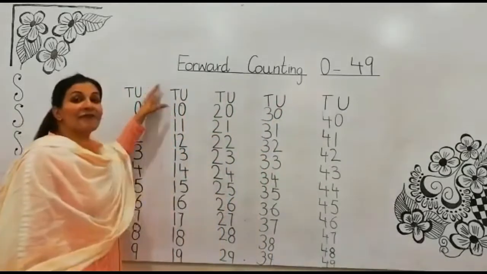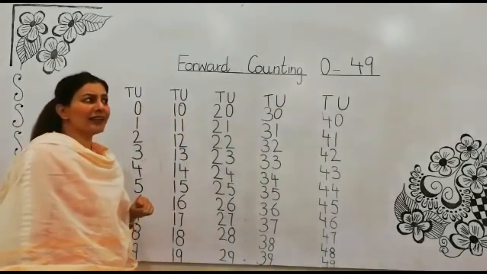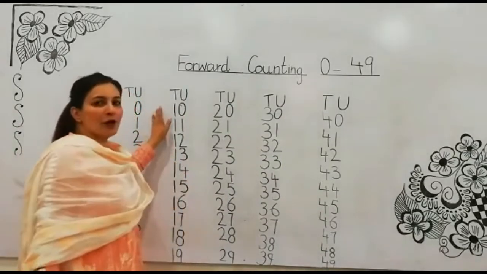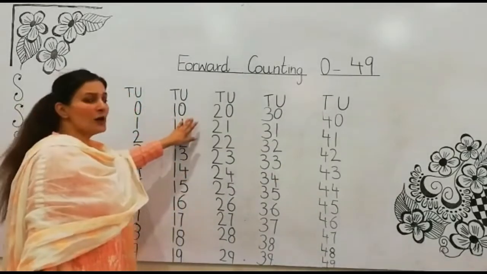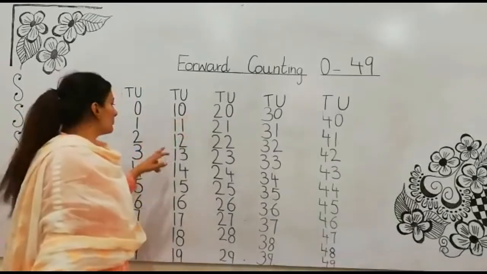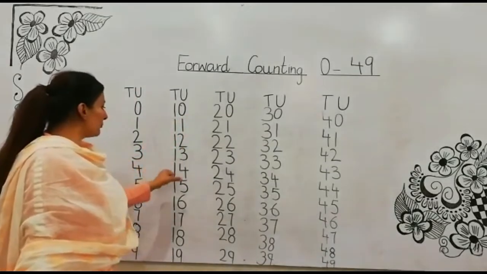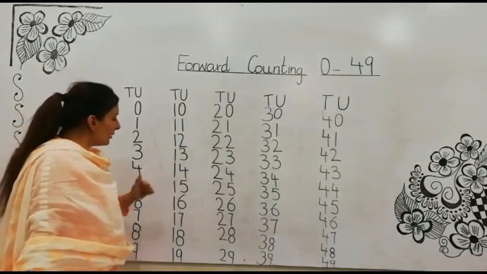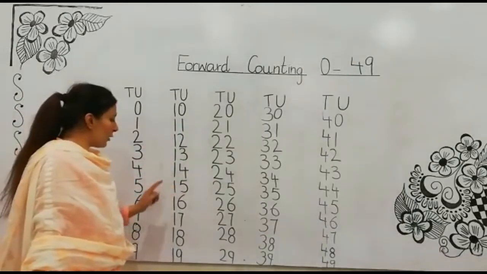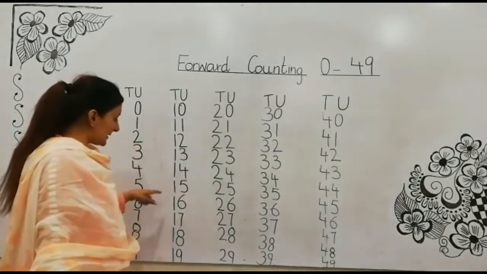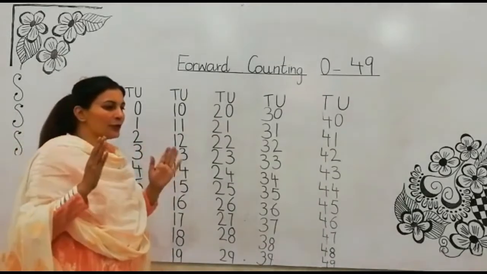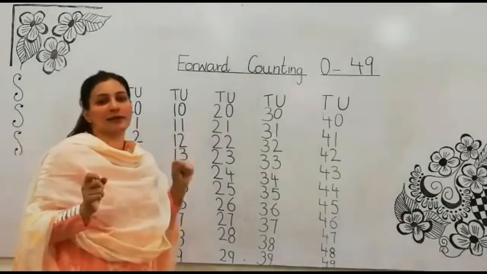Here we will write the family of 10. It would be very easier for the students to understand when you write over here family of 10. 1, 0, 10. 1, 1, 11. 1, 2, 12. 1, 3, 13. 1, 4, 14. 1, 5, 15. 1, 6, 16. 1, 7, 17. 1, 8, 18. 1, 9, 19.